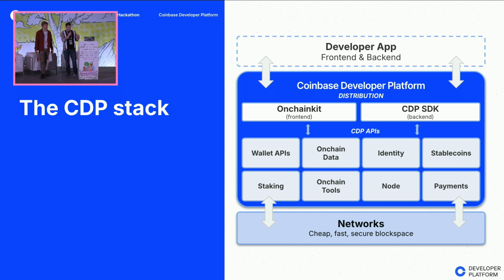At a level above the networks is our APIs. I've talked about several of those. And then a level above those is the Onchain Kit, and then our backend SDK that I mentioned that's available in TypeScript and Python that gives you those really convenient, dead simple, high-level abstractions.